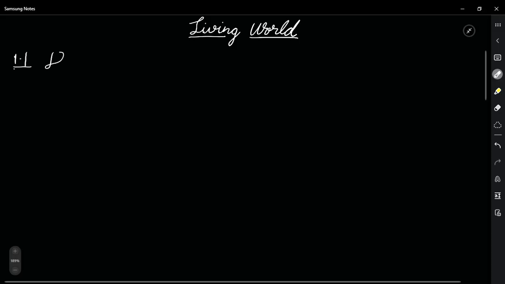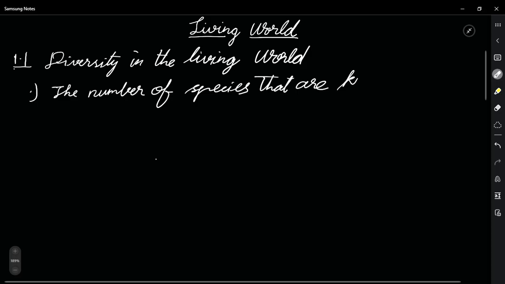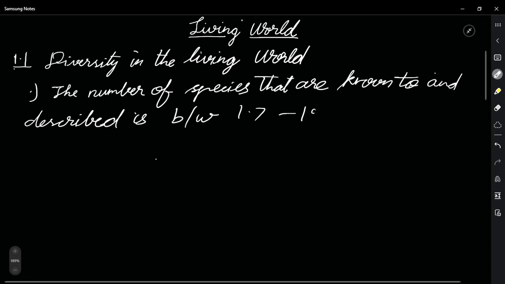1.1, Diversity in the living world. The first thing, I'll give it in points, as there are lots of paragraphs in the book. The first point: the number of species that are known to and described by humankind is between 1.7 and 1.8 million species.